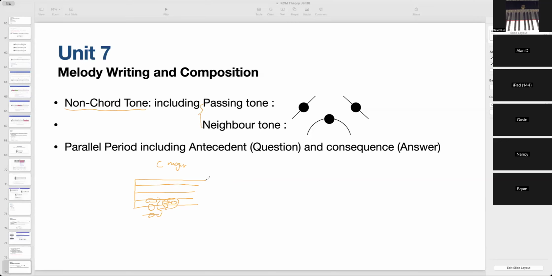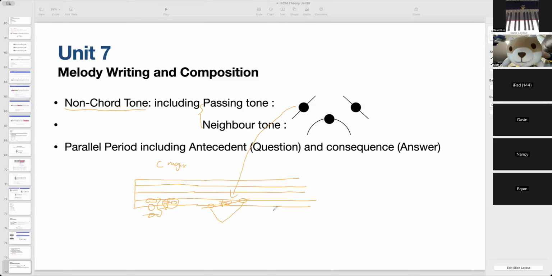For example, let's take this melody as an example. If there is E, then sharp F, and then G, those two are chord tones, and the sharp F is not a chord tone. If you line them up together, it's shaped like this, right? That's a passing tone, because you passed the tone.